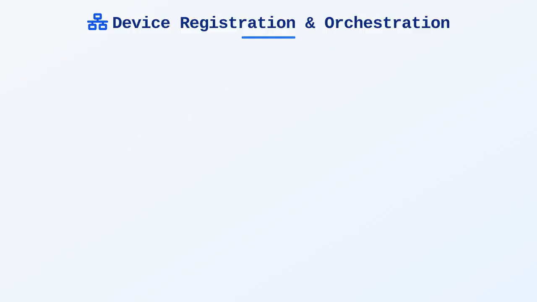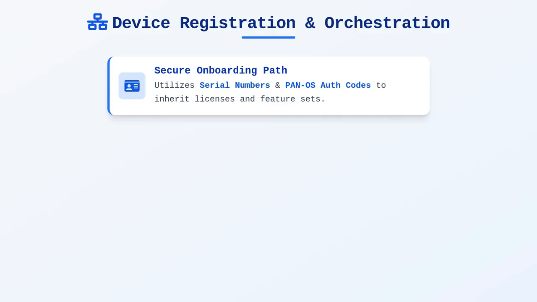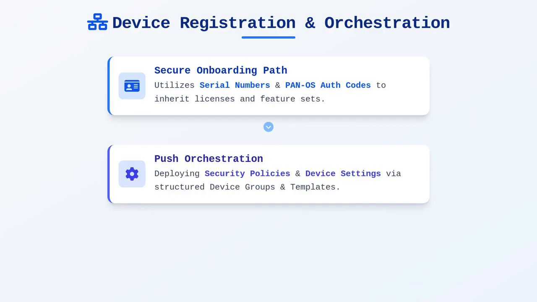The registration path is more than just a simple registration request. It often involves the utilization of serial numbers and the PAN-OS authorization codes to ensure that the license and feature set of the managed firewall are correctly inherited. Once a device has been successfully onboarded, it enters a state where it is ready to receive configuration updates, such as security policy rules and device-specific settings, pushed from the centralized server.